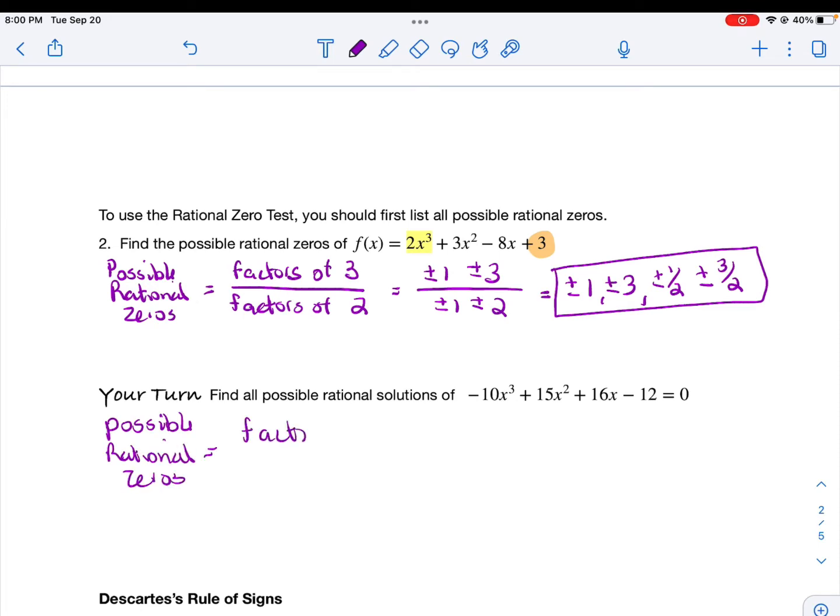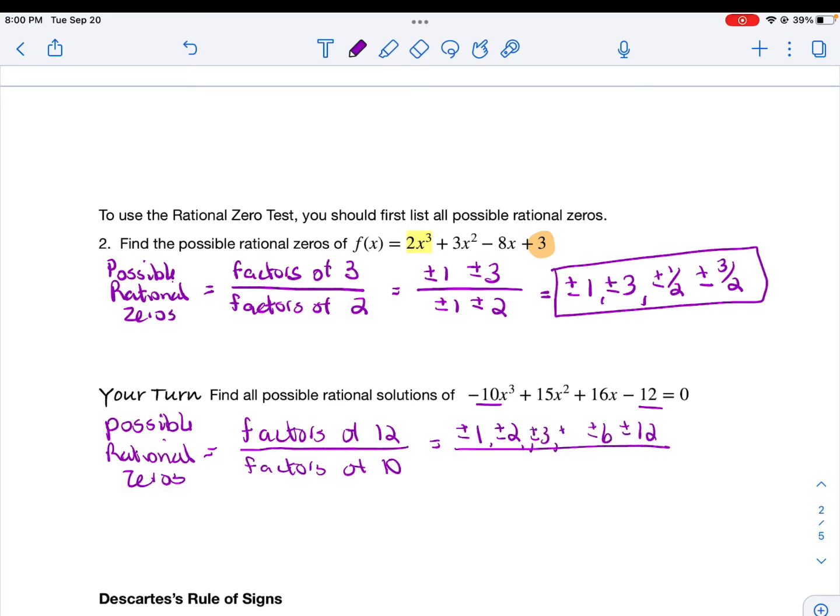Okay, so I'm going to take the factors of my constant term, which is 12. We don't worry about the positive 12 or negative 12 because we're doing plus or minus for each of the terms. So we're just taking the number. So the factors of 12, well, I could take 1 times 12, 2 times 6, 3 times 4. So my factors of 12 are plus or minus 1, plus or minus 2, plus or minus 3, plus or minus 4, plus or minus 6, and plus or minus 12.